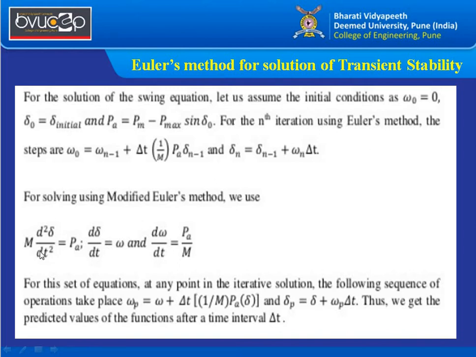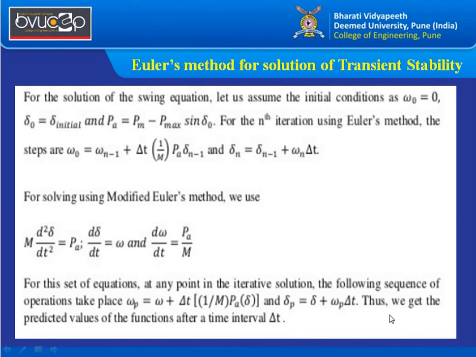Please note here this omega is the angular rotation speed for that particular shaft. For solving with the modified Euler's method, we have these notations that we have considered from the swing equation. When we use this sequence, the operation takes place as omega p equal to omega plus delta t into 1 by M PA of delta, and delta p becomes equal to delta plus omega p delta t.